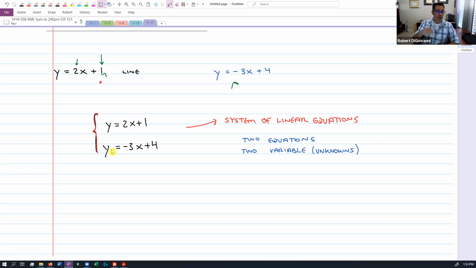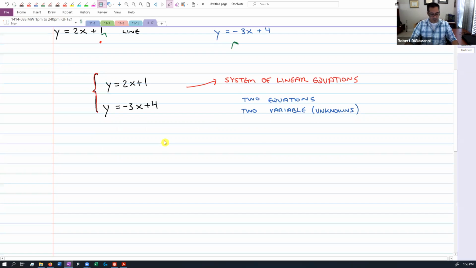Next class, we're going to have three equations, three unknowns. And then you can keep going, four equations, four unknowns. But the geometry changes. When you have three equations and three unknowns, you're not looking at lines anymore. You're looking at something else. And we'll talk about that next class. Let's focus just on this scenario right now, today. All right, so how do we solve this?